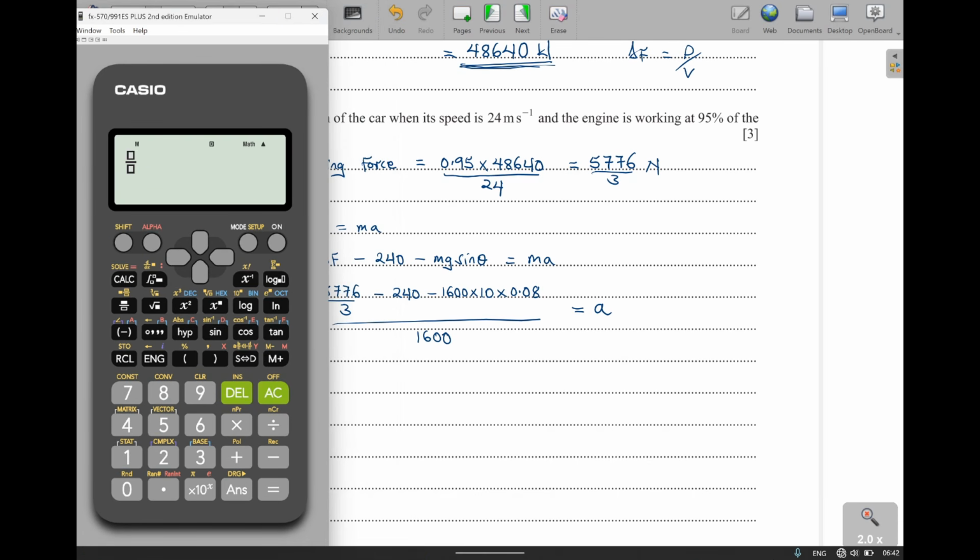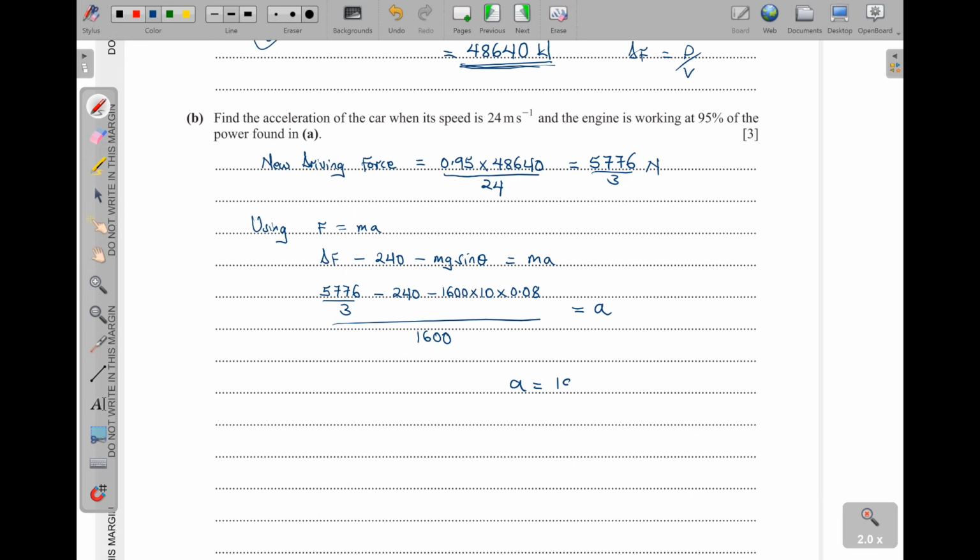Okay, so we have 5776 over 3, then we say minus 240 minus 16000 multiplied by 0.08. Then down we have 1600. So it is 19 over 75. It's not a terminating decimal, it is a recurring decimal. So I just write 19 over 75. These exact answers are really much more perfect than the rounded figures. I can leave it just like that.